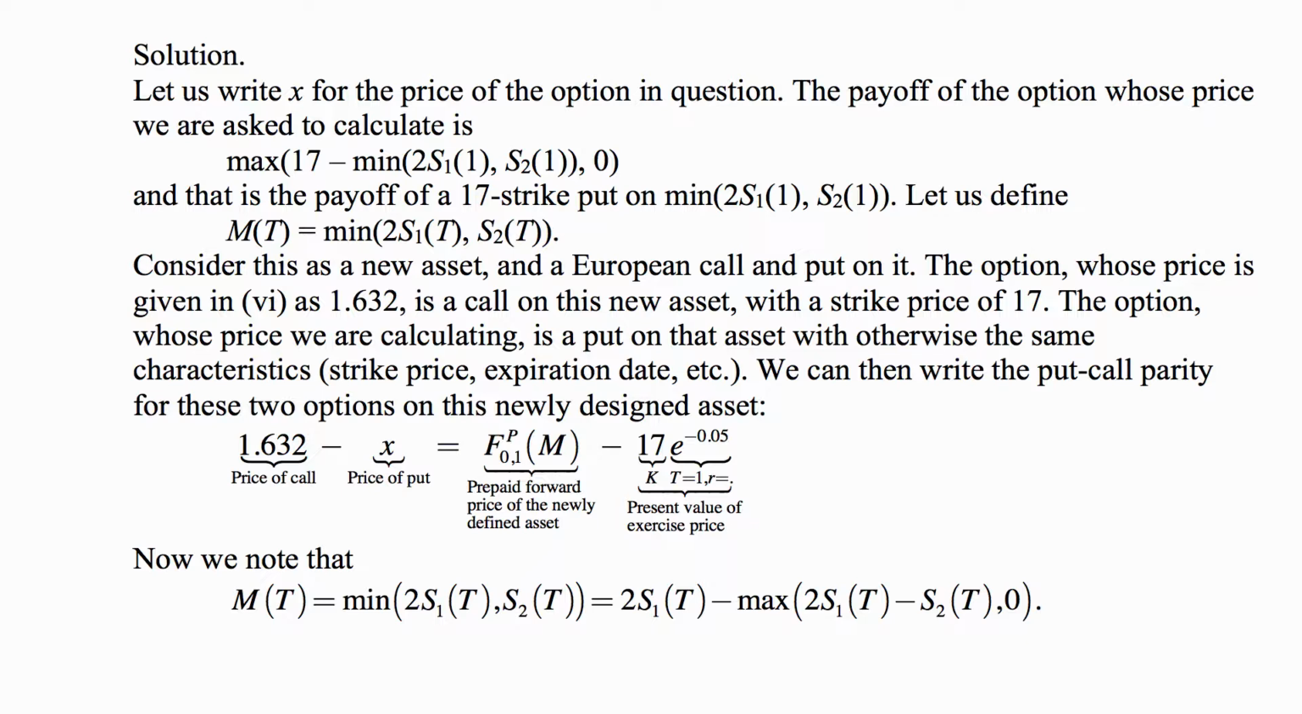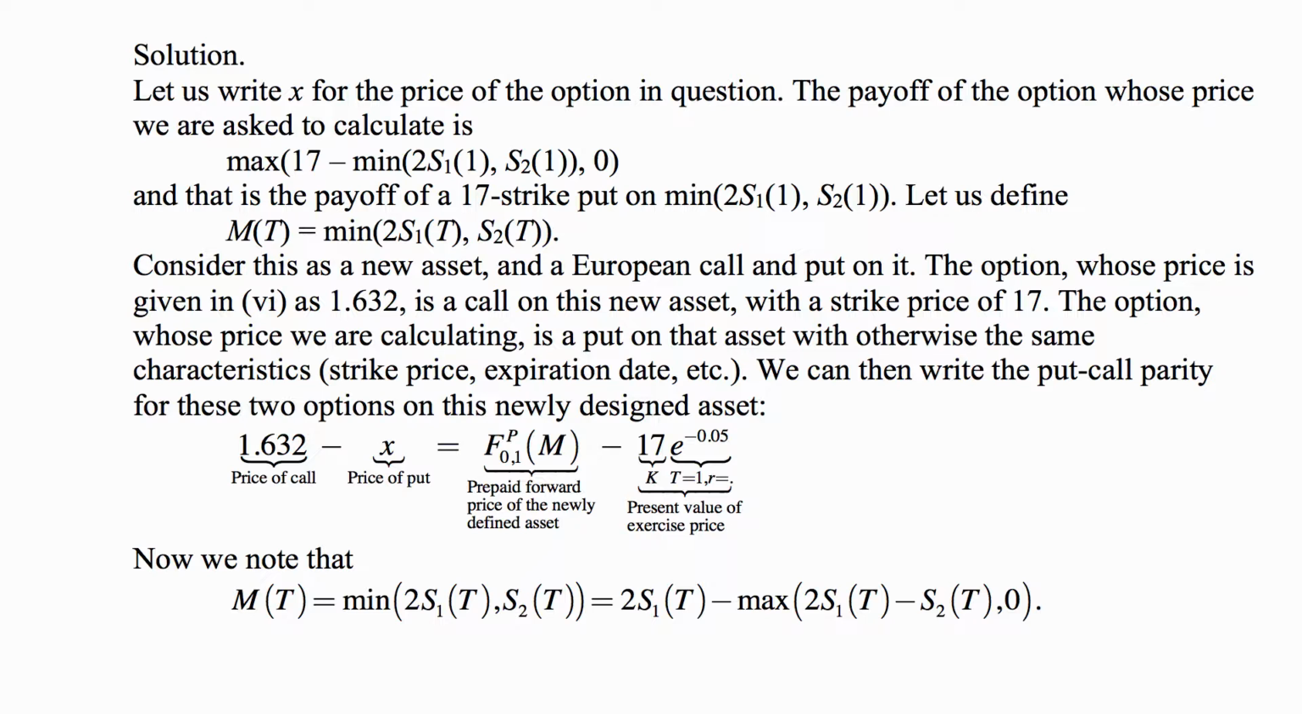The payoff of the option whose price we are asked to calculate is the maximum of 17 minus the minimum of 2S1 of 1 and S2 of 1, and 0. And this is basically the payoff of a 17 strike put on the minimum of 2S1 of 1 and S2 of 1. So let's define a new asset, which is the minimum of 2S1 of t and S2 of t, the value of it at time t. It's a new asset that we will try to work on.